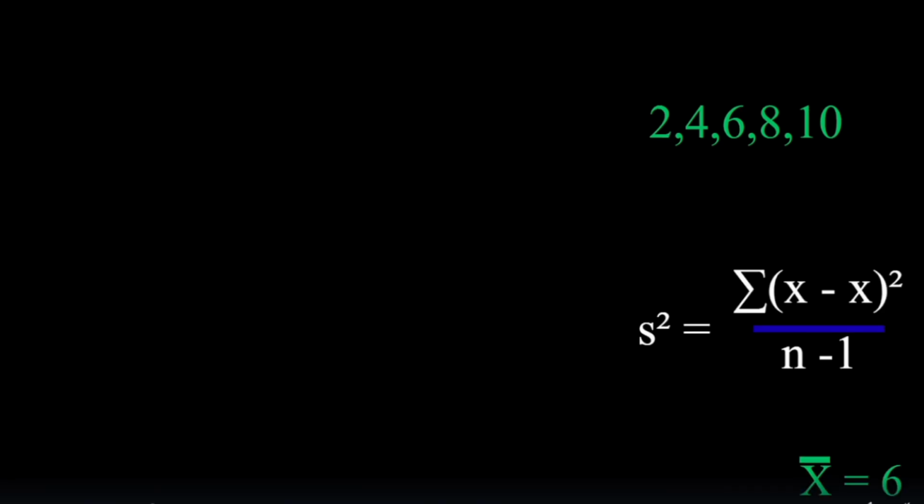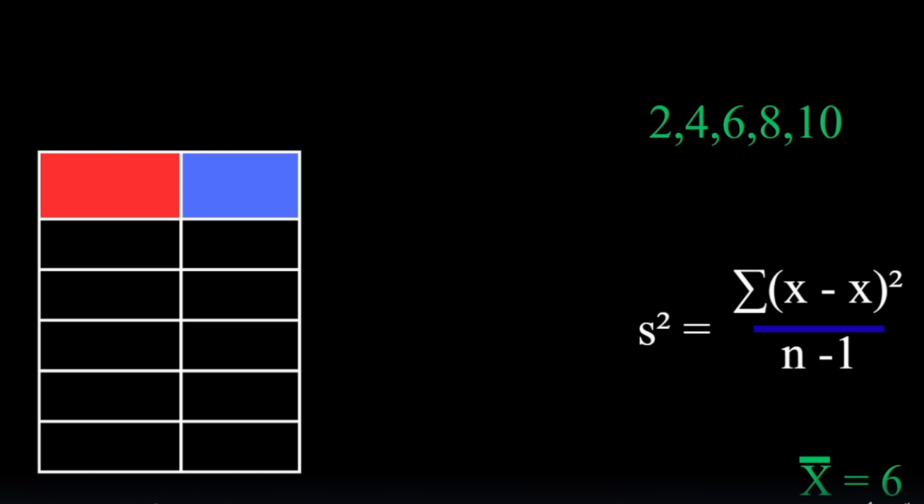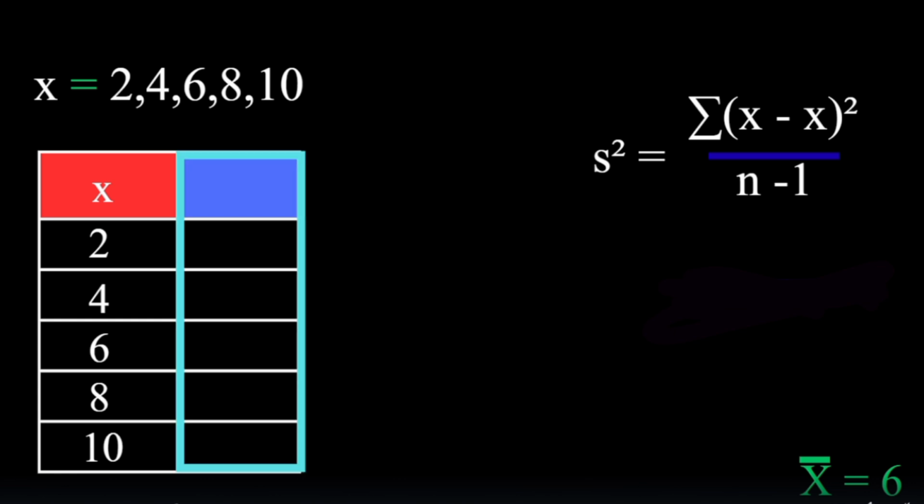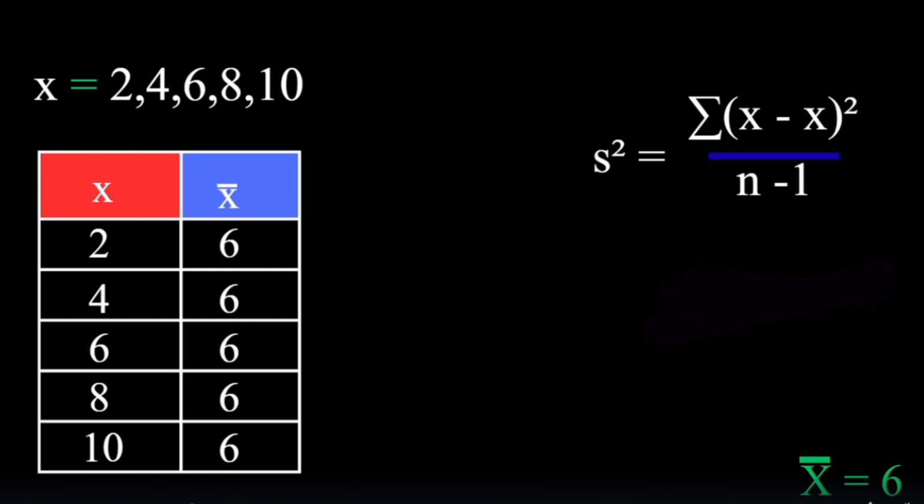Now let us go ahead and have a table for this. We shall let this data be x. For this first column, we shall feed in x values. So we shall have 2, 4, 6, 8, and 10. Then for this second column, we shall feed in mean values. So for the header, it shall be x bar. Then for the remaining portions, we shall feed in 6 because that is our mean.